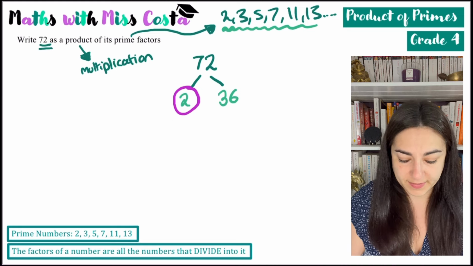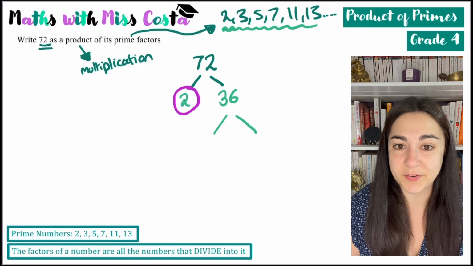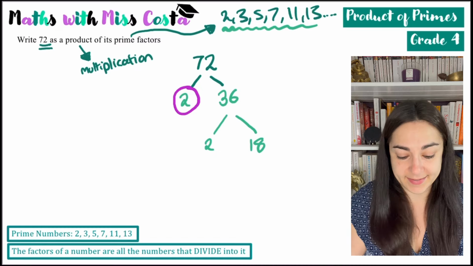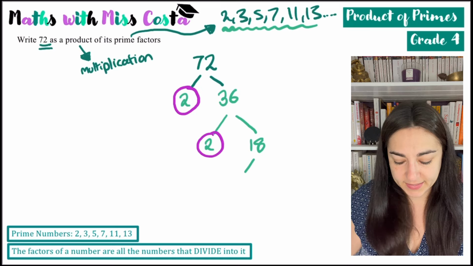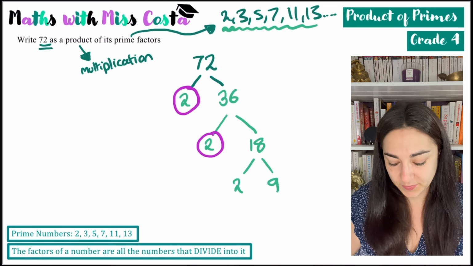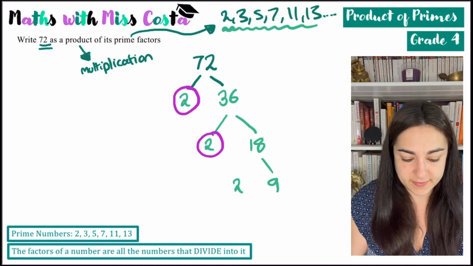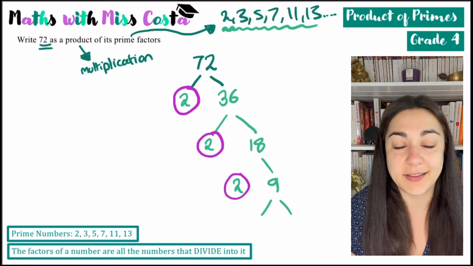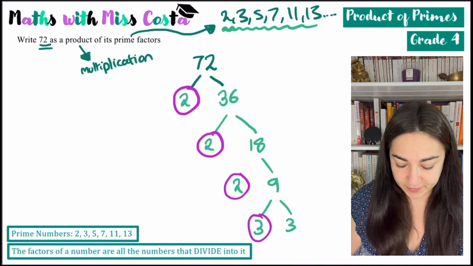Then we try and find the factors of 36. So two numbers that multiply together to make 36. And ideally, one of them is going to be prime. So here we could do 2 again. And we've got 2 times 18. 2 is a prime number, so we circle it. And then we go again. So 18, once again, 2 divides into it. So I could say that would be 2 times 9. And I circle the 2. And when I get to the end, 9 can be made by 3 times 3. Both of these are prime numbers, so I circle those as well.